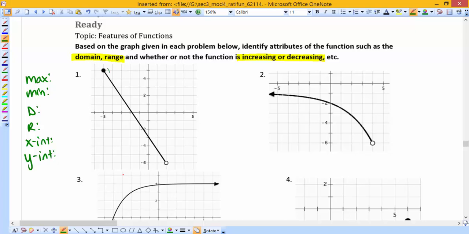This function does have a max. It has a max at the point -5, 5. The minimum, it doesn't have one. The reason there is no minimum, this is an open circle. It is never going to get to the point 2, -6. It's going to get really close, but it will never reach it.